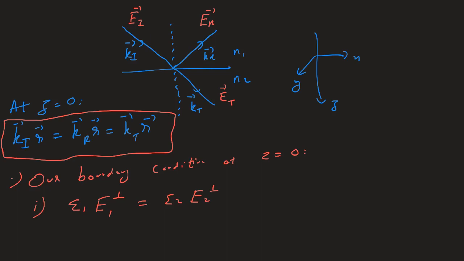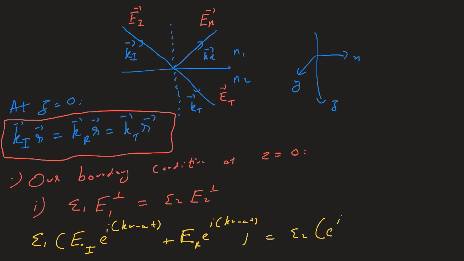So what this implies, well, what's the total initial electric field? Well, the total initial electric field is nothing but epsilon 1 times E naught I e to the i of (k dot r minus omega t) plus E naught R e to the i of (k dot r minus omega t), and this is equal to epsilon 2 times E naught T e to the i of (k dot r minus omega t). Okay. Sorry if I've been a bit lazy, and so this is the orthogonal component.